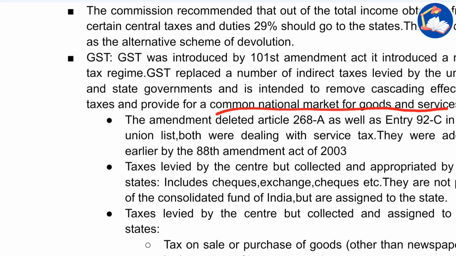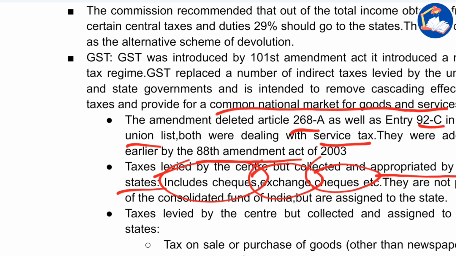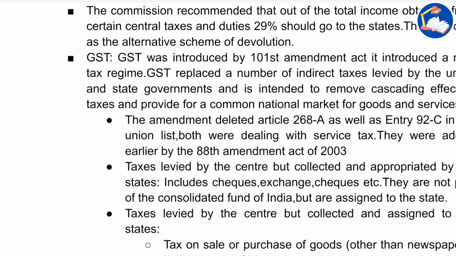The amendment, what did it do? It deleted Article 268A as well as entry 92C in the Union list. Both were dealing with service tax. They were added earlier by the 88th Amendment Act of 2003. Taxes levied by the center but collected and appropriated by the states include stamp duties, excise duties, etc. They are not part of the Consolidated Fund of India but are assigned to the states.